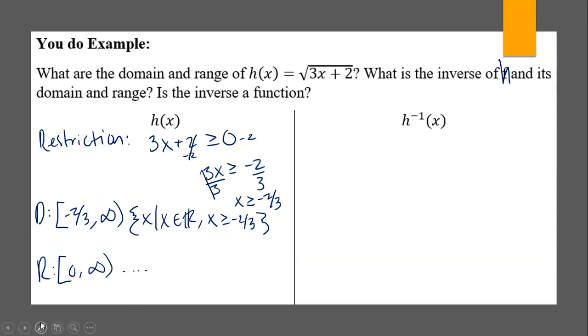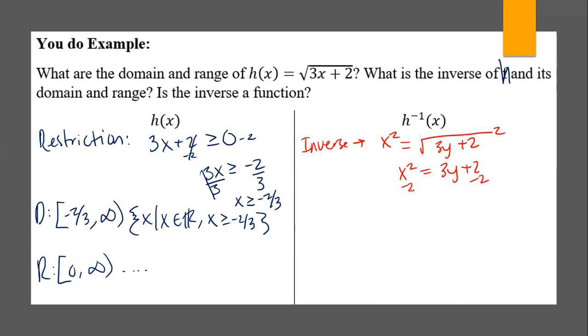Okay? Then on our inverse side, we switch. So to find the inverse, we switch x and y. So we have x equals the square root of 3y plus 2. You square both sides and get x squared equals 3y plus 2. Subtract 2: x squared minus 2 equals 3y. Then divide everything by 3. So your inverse equals (x squared minus 2) divided by 3.